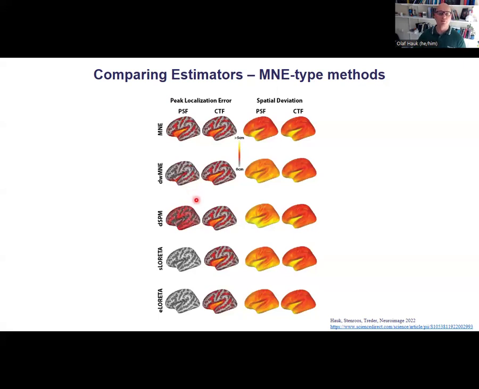So all the other methods do improve localization error to some degree, even down to zero localization error for the point spread functions, but they do not change the crosstalk functions. And also for the spatial deviation for the point spread functions, if anything, they even make things worse. So long story short, you may gain some in terms of localization error, but you may lose some in terms of spatial resolution here, especially when you look at the spatial deviation measure and the crosstalk functions.